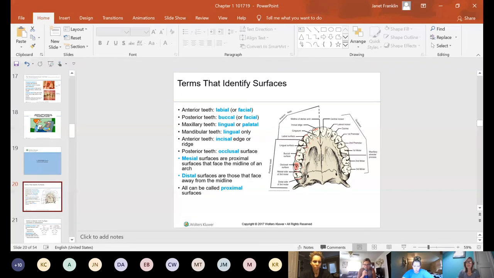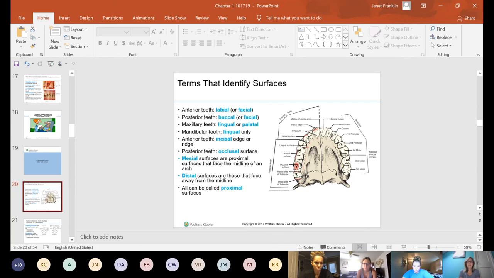And on the posterior teeth, for those teeth, you use the term buccal because they face the buccal region of your face. You can also use facial for those surfaces. That would not be incorrect, but buccal is a better descriptor.